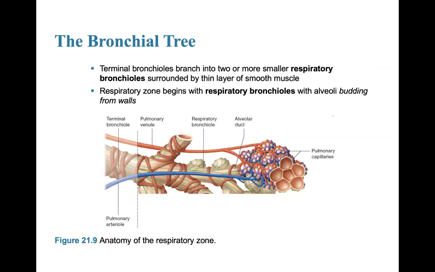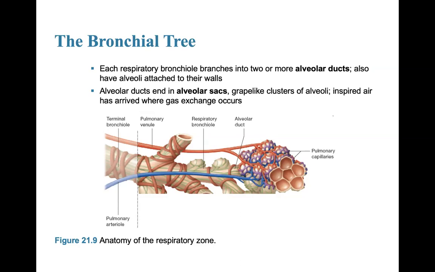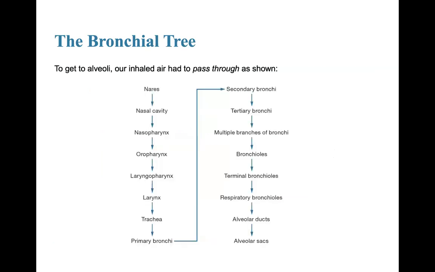The terminal bronchioles will branch into two or more smaller respiratory bronchioles, and these are surrounded by a thin layer of smooth muscle. The respiratory zone begins with the respiratory bronchioles, with the alveoli budding from the walls. Each respiratory bronchiole branches into two or more alveolar ducts, and they also have alveoli attached to their walls. The alveolar ducts will then end in alveolar sacs, which are grape-like clusters of alveoli. Inspired air has arrived where the gas exchange will now occur.